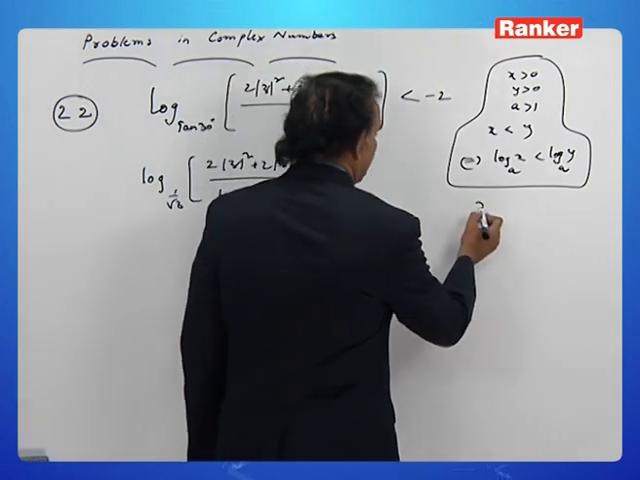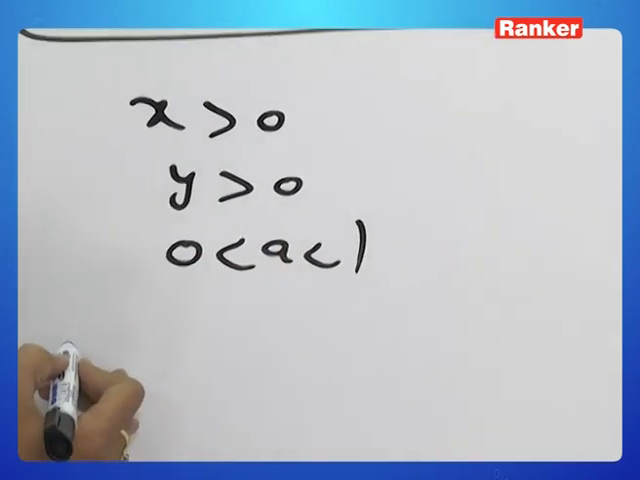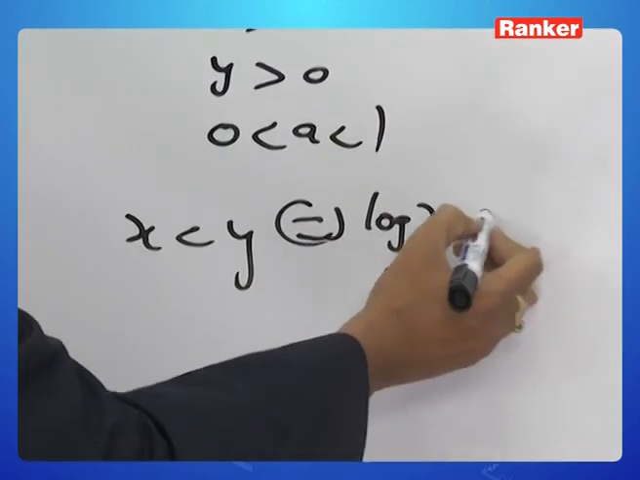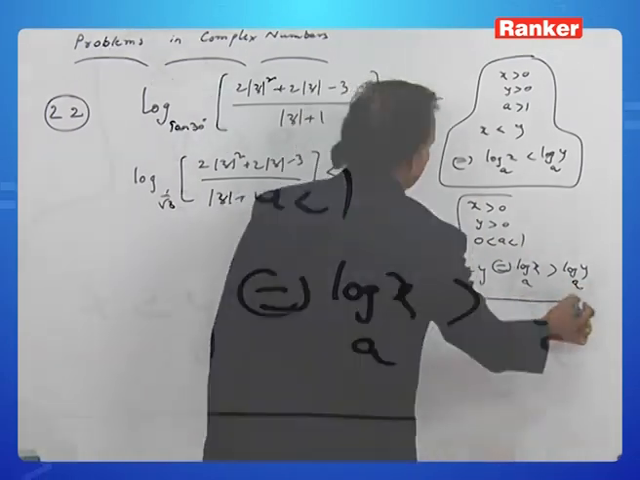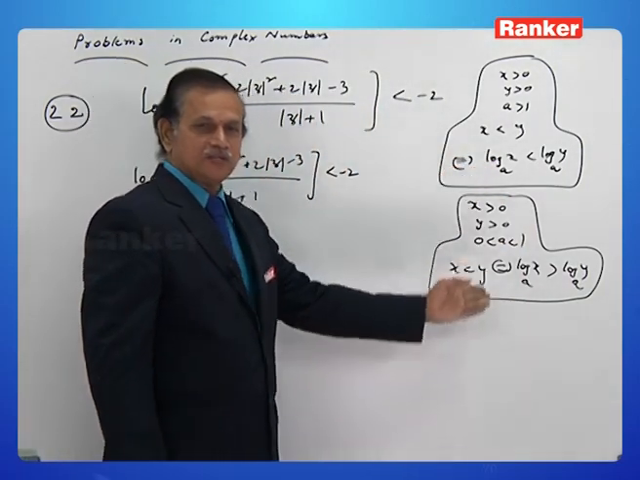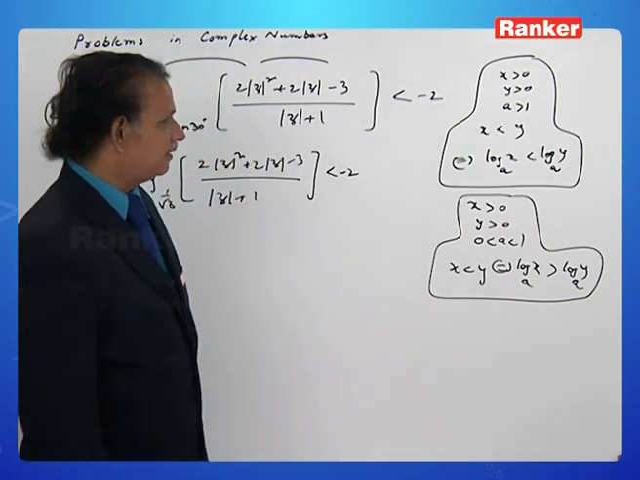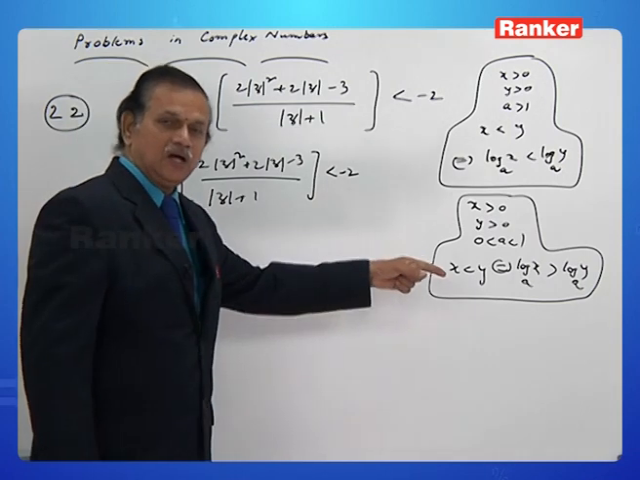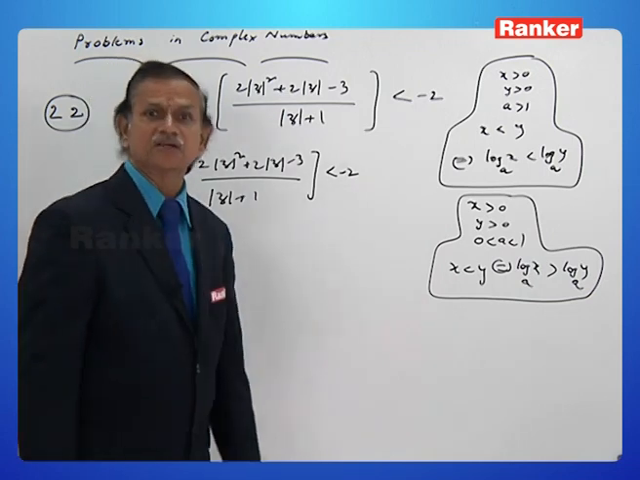Whereas if x greater than 0, y greater than 0, 0 less than a less than 1, then x less than y if and only if log x to the base a is greater than log y to the base a. That is the character of an increasing function. This is the character of a decreasing function. Therefore, we recall the properties of a logarithmic function. It behaves just like an increasing function as and when the base is greater than 1. And if you observe that the base lies between 0 and 1, it behaves just like a decreasing function.